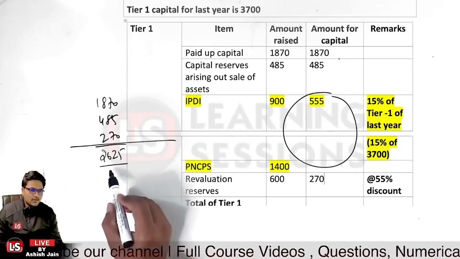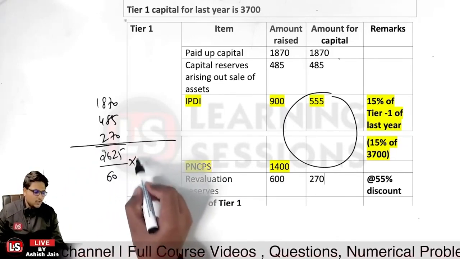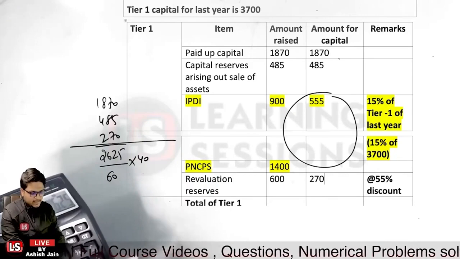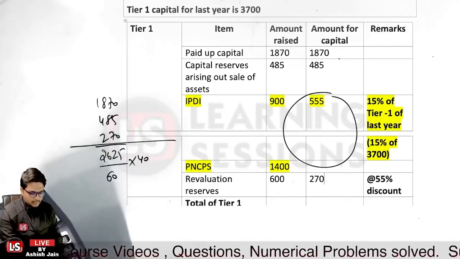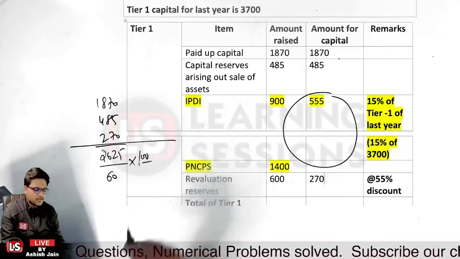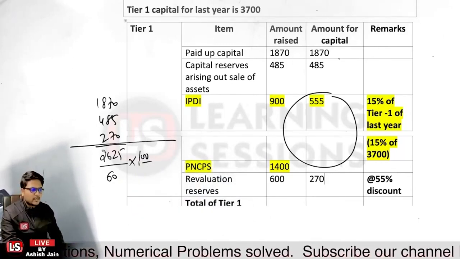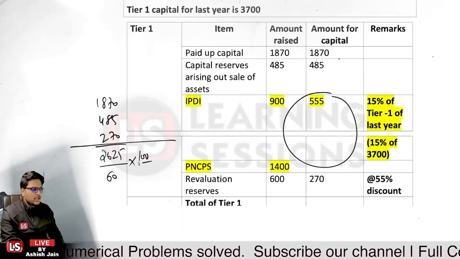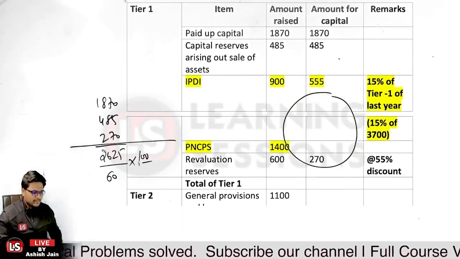Okay. So what is the total capital value of tier 1? That will be equal to 2625 divided by 60 into 100. Into 100, not 40, because we are basically focusing on calculating the total tier 1 capital. So total tier 1 capital will be limited to 4375.